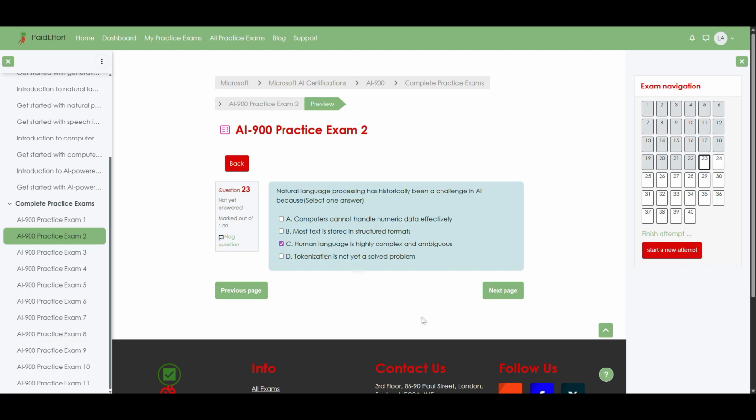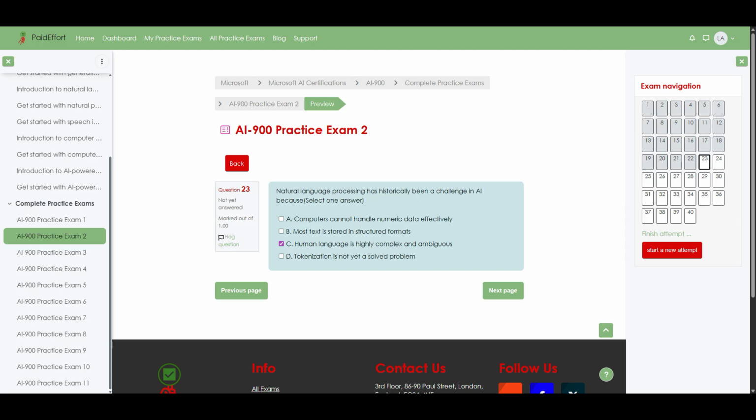To begin with, the correct answer is C. Human language is highly complex and ambiguous. This is the core reason why natural language processing, or NLP, has been historically difficult. Language is full of nuance. Words can have multiple meanings, tone can shift context, and sentences can vary widely in structure. For instance, the word light could mean brightness or something not heavy, depending on context. Teaching machines to handle this ambiguity is not straightforward.